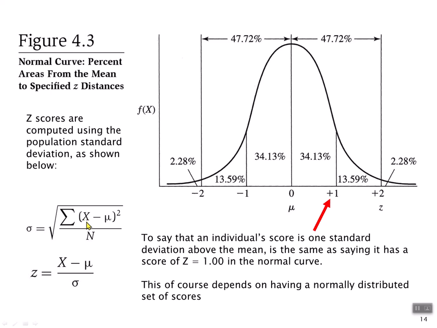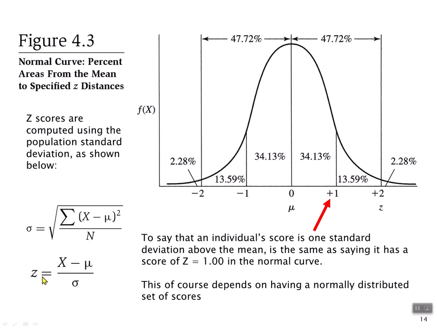You would do this for everyone in the population, which of course is not really possible with large populations. But we take the sum of x minus mu, the population mean, and square those. This is called a deviation score, so we square these deviation scores. This numerator is known as the sum of squares. Take that value, divide by n, take the square root, and that's the standard deviation of the population.